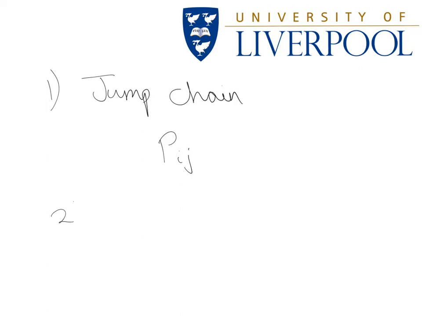Therefore, a continuous time Markov chain has two components. The first component is known as the discrete time Markov chain, which is better known as the jump chain, that gives the transition probability small p subscript ij. And the second component are the holding time parameters lambda i that control the time spent in each state in the jump chain.